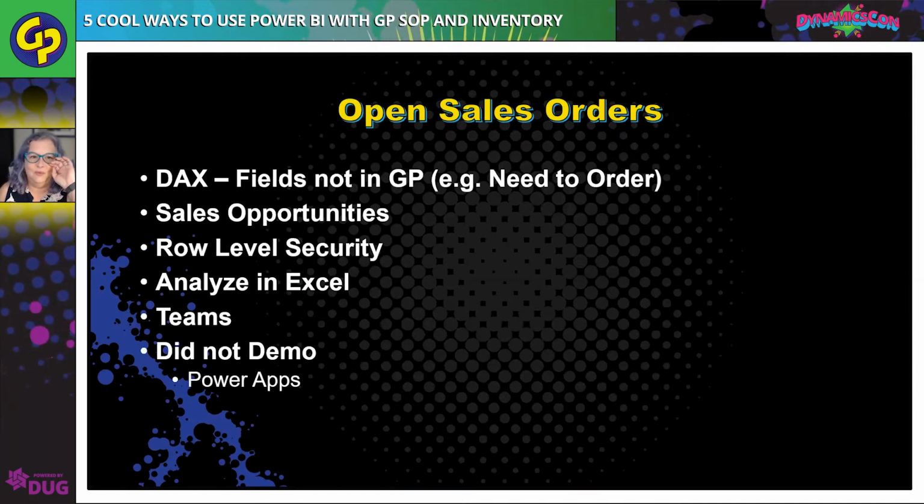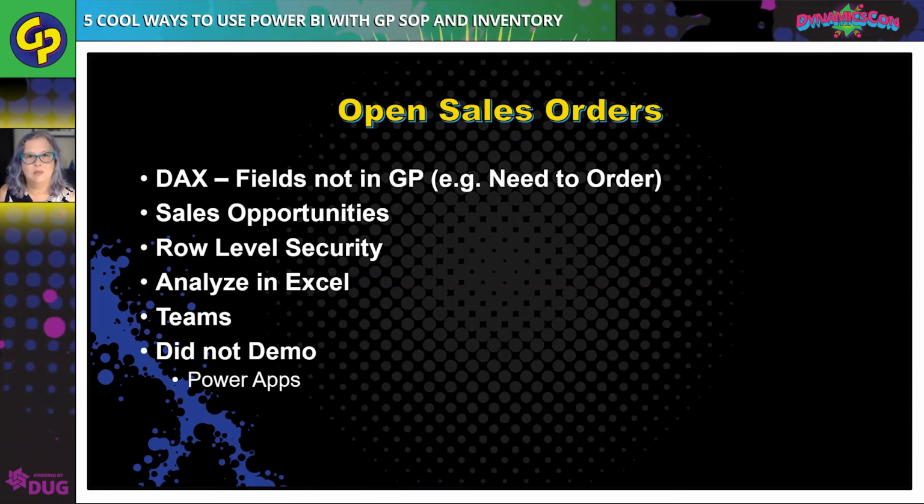And what we just looked at was using fields that are not in GP, like that need to order. I think that's a really cool thing. Or the available credit that someone has for sales opportunities, which is the next thing on the list. We did take a sneak peek at row level security, so you can provide that without having multiple reports. We did a very quick tour of Analyze in Excel. We looked at Teams. I didn't demo Power Apps, but you can use Power Apps to update that information.